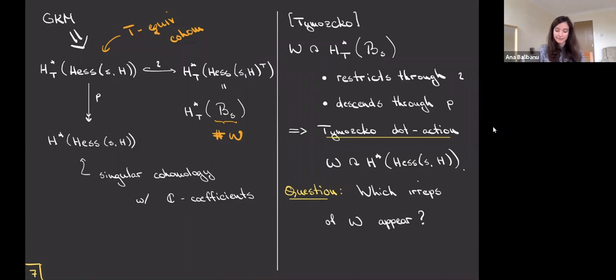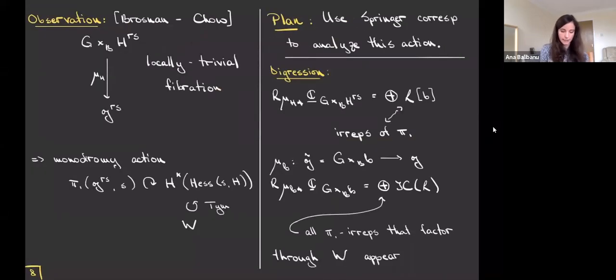So the fundamental question is what does this action look like, and which irreducible representations of the Weyl group appear in it. Well, the answer to this question is known entirely in type A, where it becomes a question about representations of the symmetric group, but in other types it's sort of completely unknown at this point. And this is what we tried to answer.